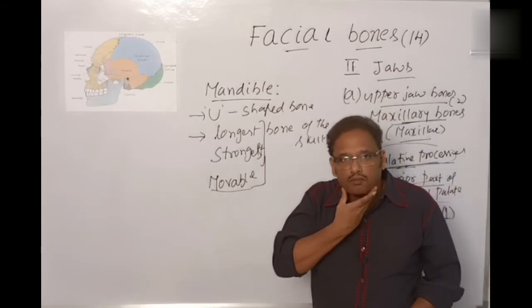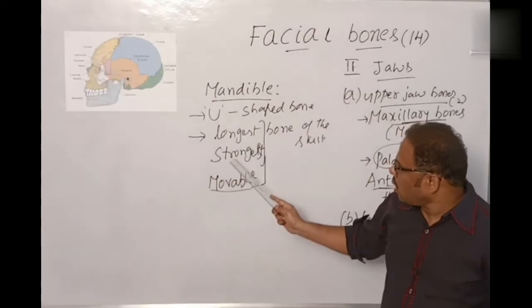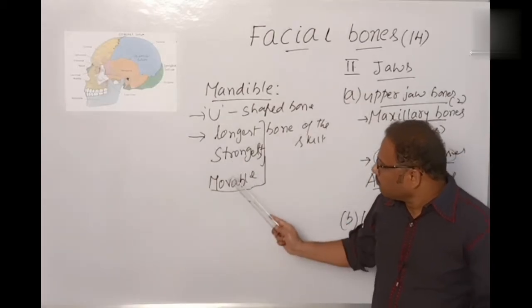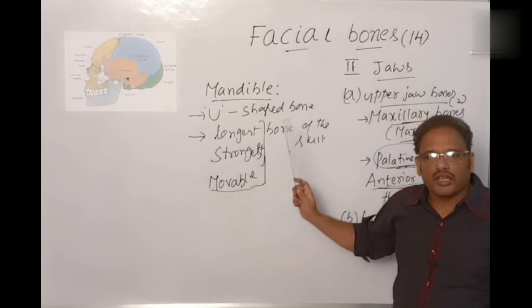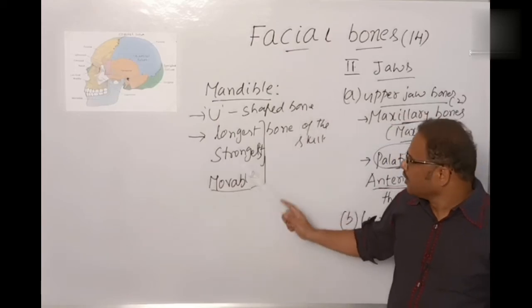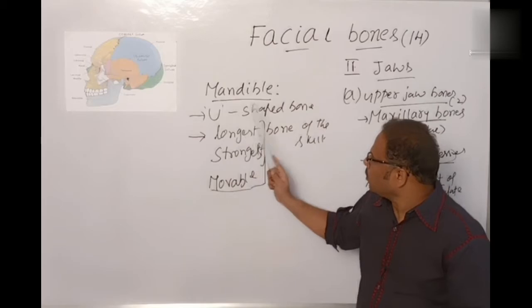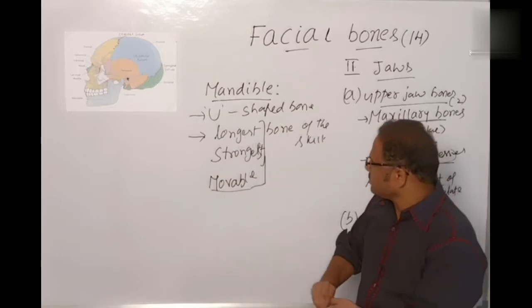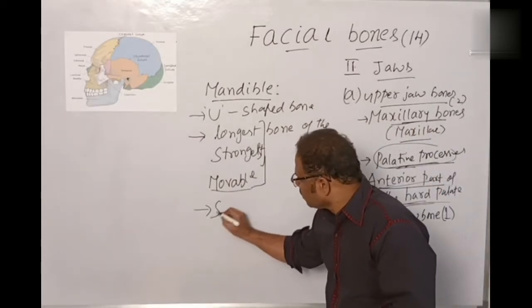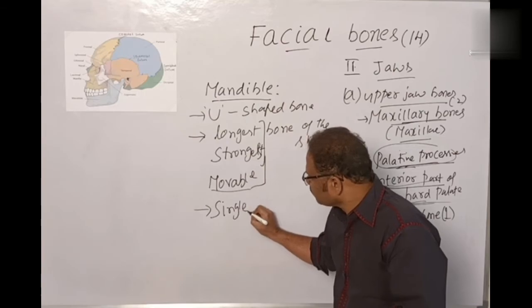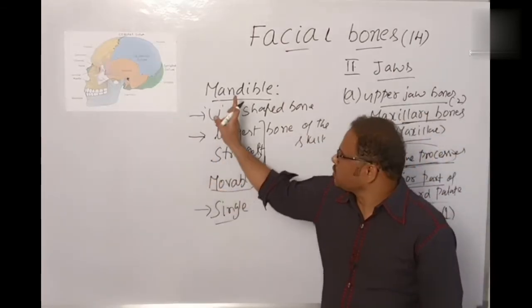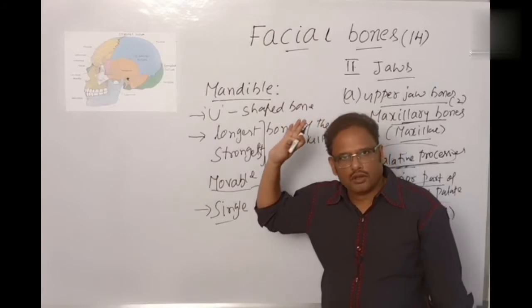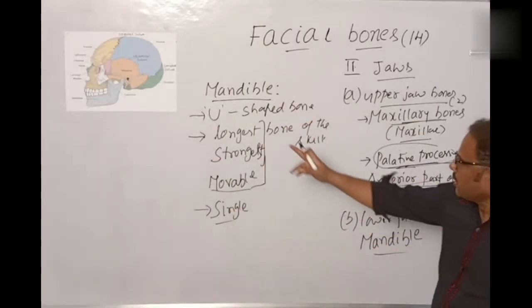Very strong bone. Okay, students. The strongest bone of the skull, the only movable bone of the skull except the auditory or ear ossicles of the middle ear. Longest bone, U-shaped bone, and a single bone here. I told you it's a single bone. Single bone of the face. The other single bone is the vomer. And this is also a single bone here, the mandible. Clear, students? So this is a mandible here.